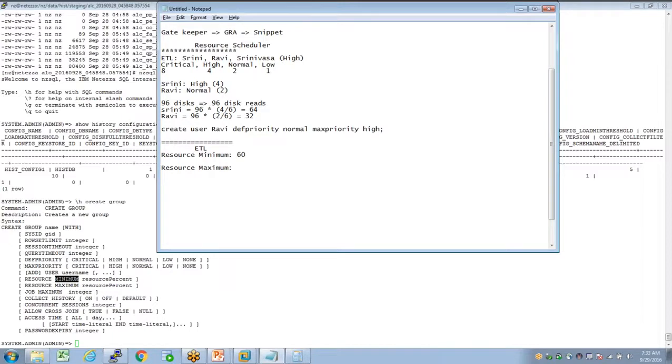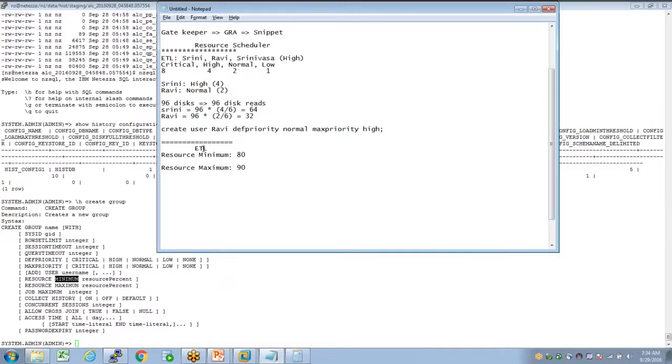When I create a group, for example like ETL, I can say allocate this group 60% of resources. I can specify access time here, during 9 p.m. to 7 a.m. That's where my ETL window runs. During that time, allocate this group 80% of system resources minimum. When nothing else is running on the system, the group can go till 90%. You see what I'm saying?